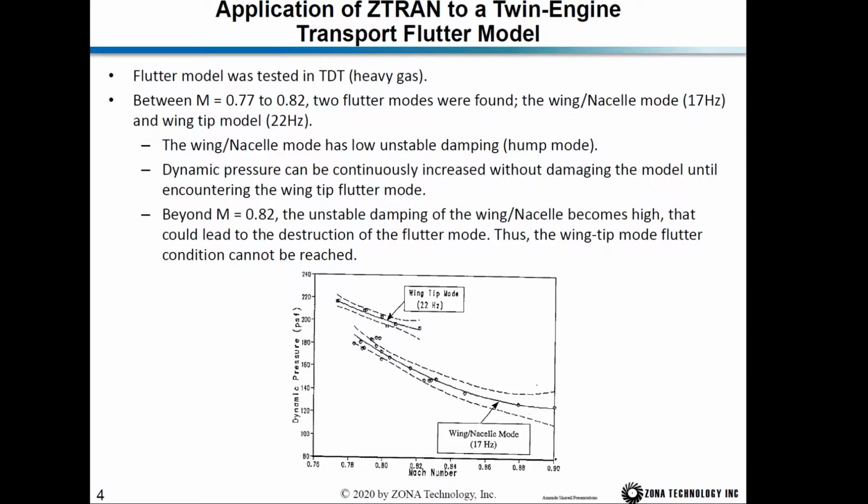this wing tip mode is a violent flutter, so they have to stop the test. However, above Mach 0.82, when they hit the wing nacelle mode, the LCO amplitude becomes large. They are afraid that the wind tunnel model would encounter structural failure, so they stop increasing the dynamic pressure. So they could not measure the flutter boundary of the wing tip mode at Mach numbers above Mach 0.82.